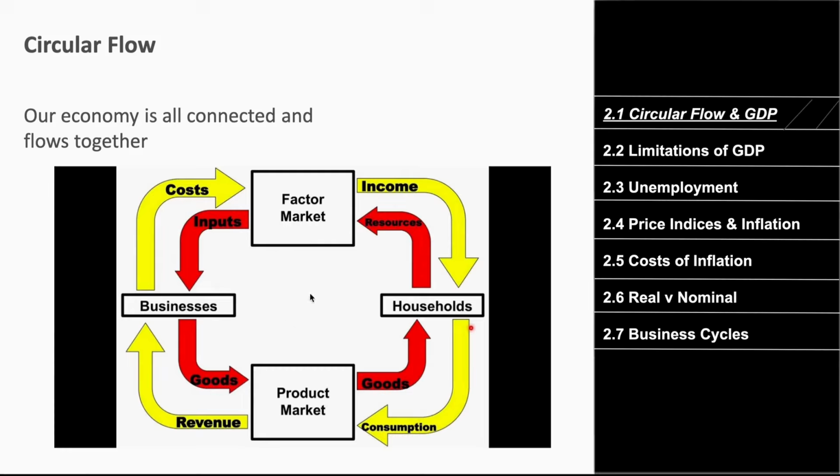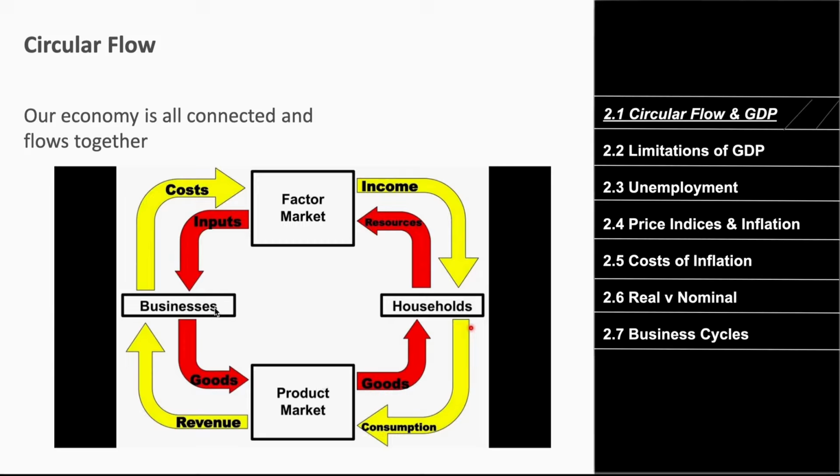What's not shown in this image is how the government is actually involved in all of this. So imagine a big government building, the Capitol building, in the middle of all of this. The government taxes almost all of these. The government taxes the households, the businesses, the factor market, and the product market. So we have to pay a little bit more to the government.